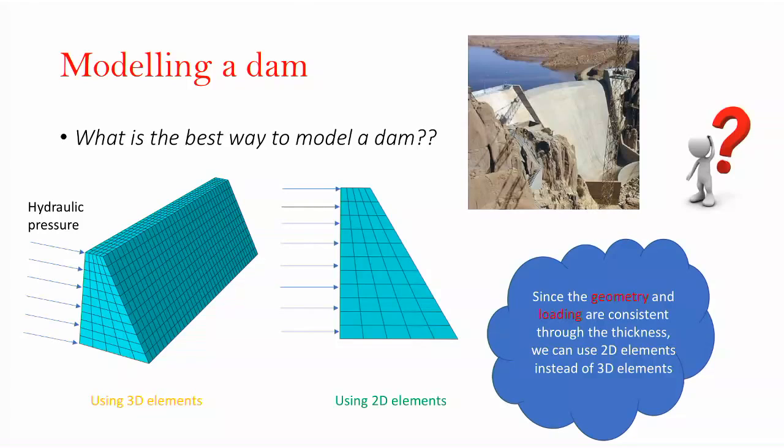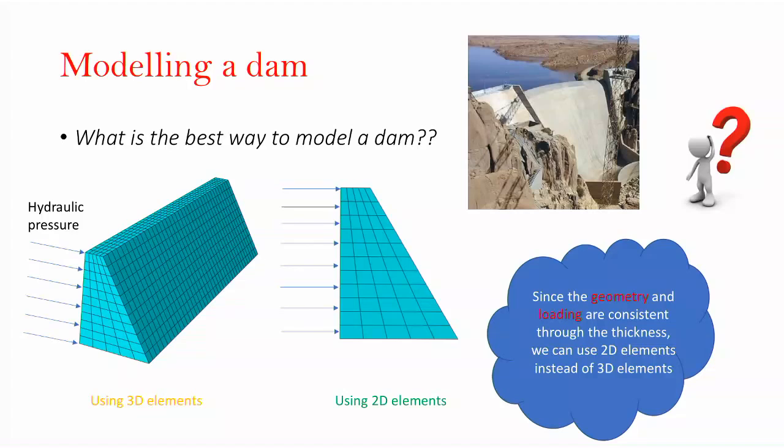But there is an important point here. Instead of modeling the dam as a 3D object, we can simply use a 2D object. Why can we do that? The answer is, if you look at the physics of this problem, you can see that the geometry is consistent through the thickness, right? The cross-section is consistent. And if you look at the loading, which is the hydraulic pressure, it's consistent through, not the thickness, through the length of the dam.